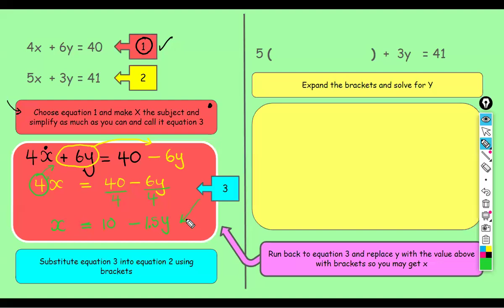This is equation 3. That is how we get equation 3. We always choose equation 1 and make x the subject. And after we simplify it, we call that equation 3, right? So we're going to continue now. So here's what we're going to do. According to the blue note, we are going to substitute equation 3 into equation 2.